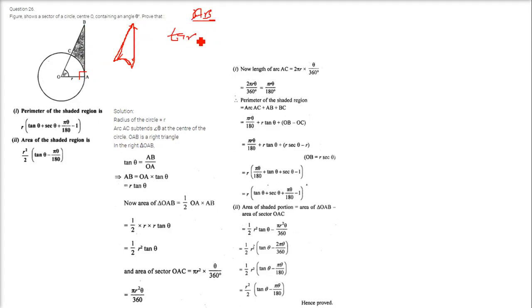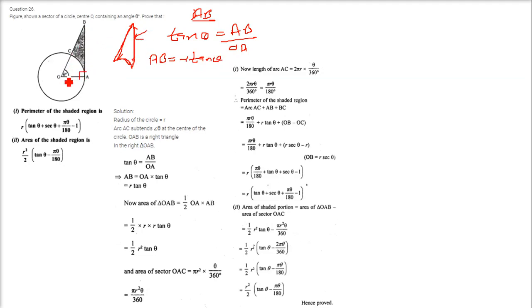AB. I'll use the tan theta for this triangle, that is this triangle OAB. Tan theta will be perpendicular AB by base, which is OA. But OA is R. So AB will be equal to R tan theta. AB we got. So one side we got for the perimeter.